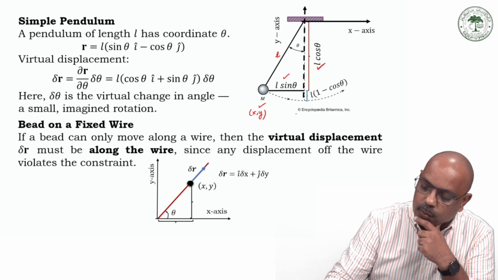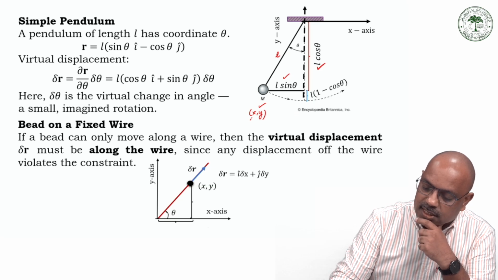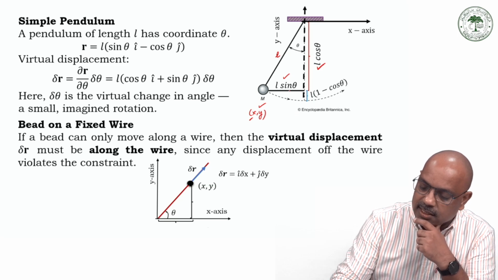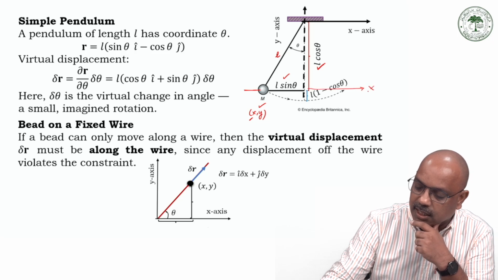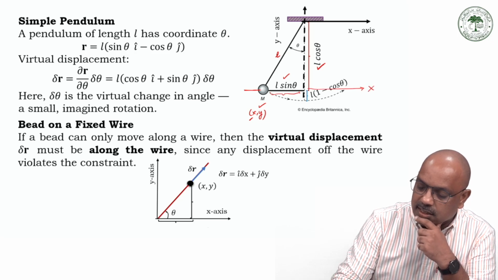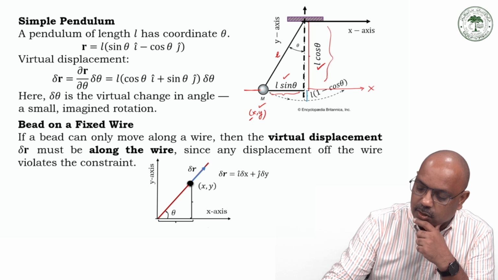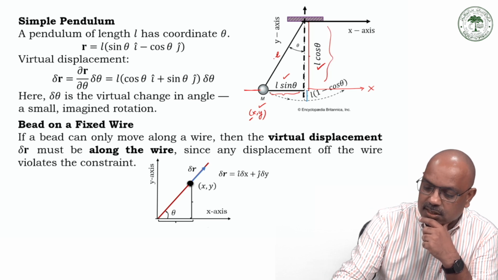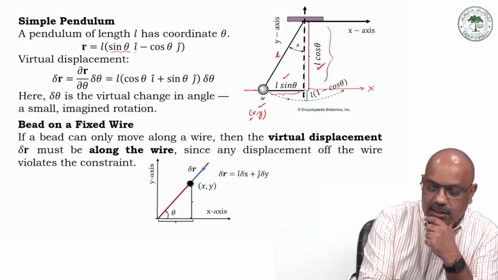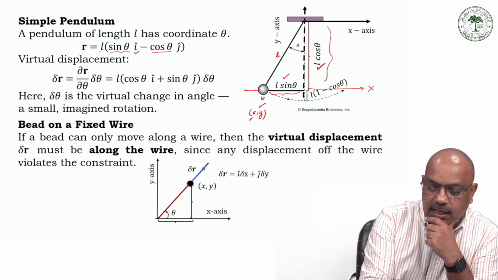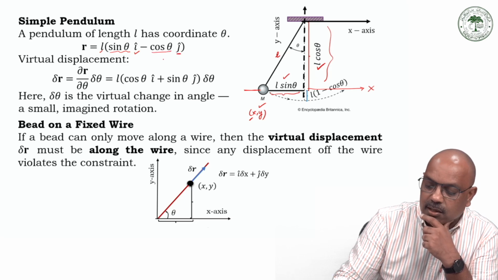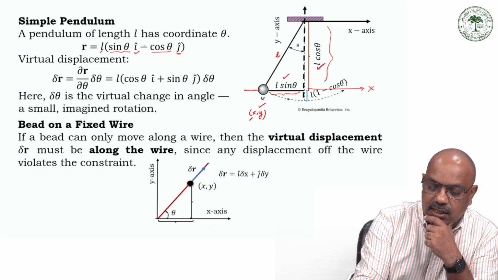I'm not bothering about this part right now. So the position x, this is my x-axis, along this is my x-axis. So this part is the x component and this part is the y component. So L sin theta along the x direction, and L cos theta along the j direction, but j here has a negative sign.